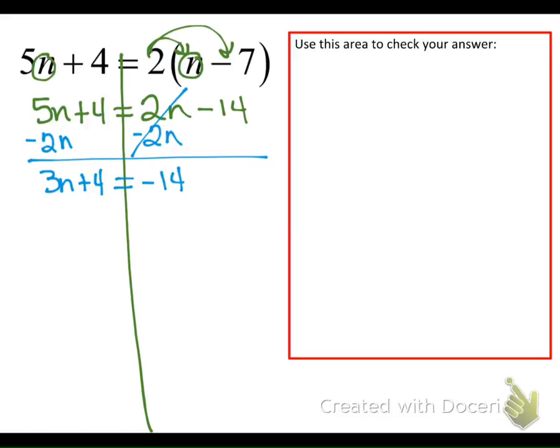Good. Now what? So 3n equals? No. Negative 14 minus 4. Say it again. Negative 18. Yeah, negative 18. And then?